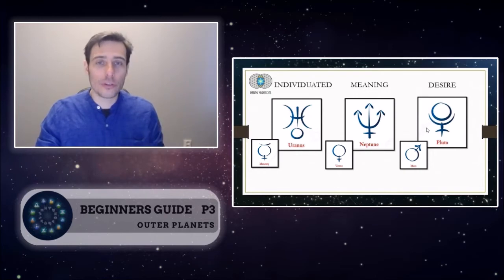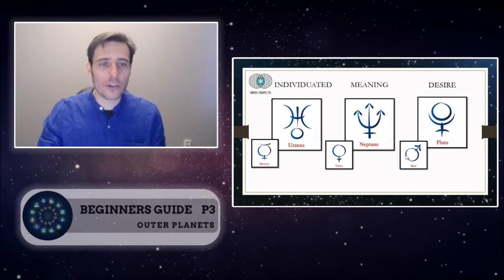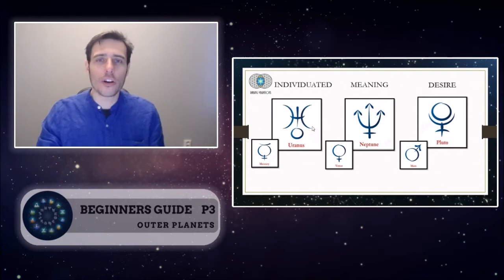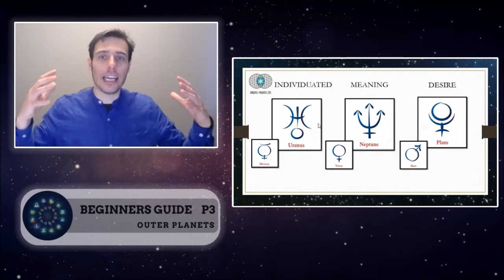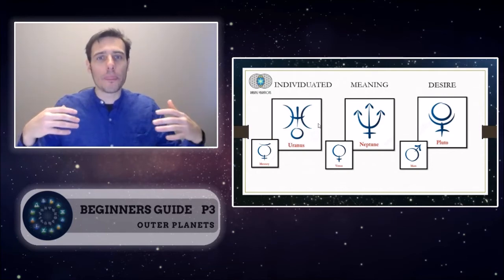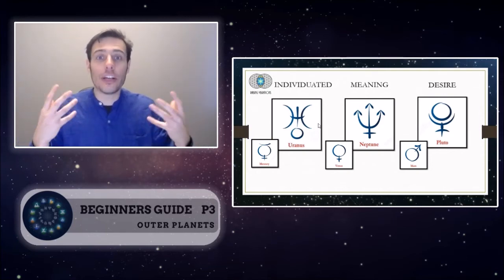The Pluto symbol is an outer planet, okay? Now, these planets over here, these symbols, Mercury, Venus, and Mars, are the way that we connect to these outer planets. So what do I mean by that? What I mean is that these outer planets exist in a non-physical, non-linear, very abstract way.